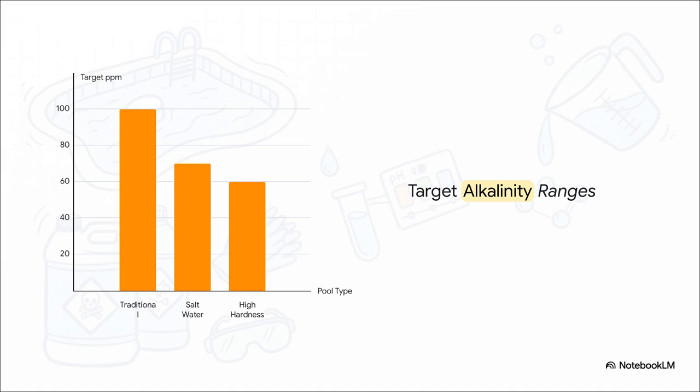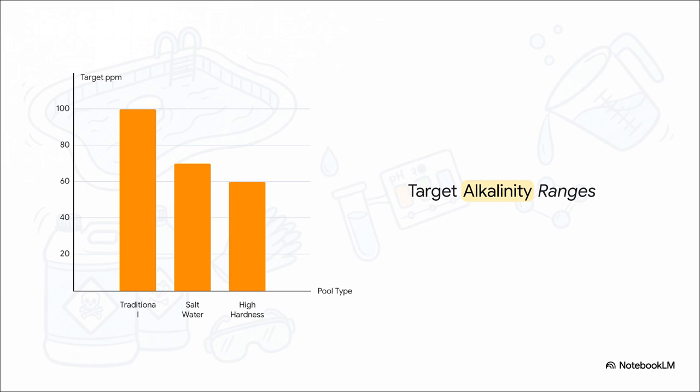For traditional chlorine pools, you want to sit between 80 and 120 parts per million. If you're running a saltwater generator, your sweet spot is slightly lower, right around 60 to 80. And if you're dealing with high water hardness, so over 200 parts per million, you're aiming for 45 to 80.